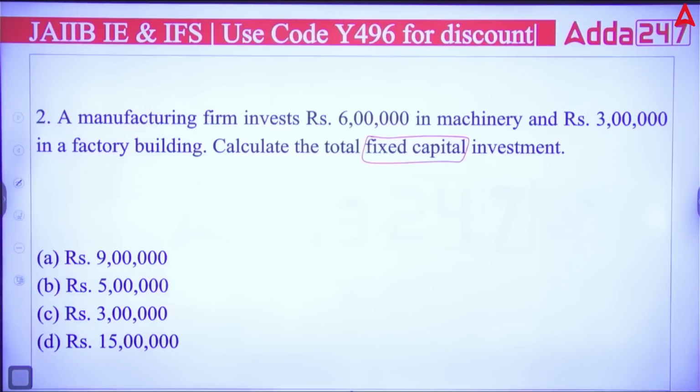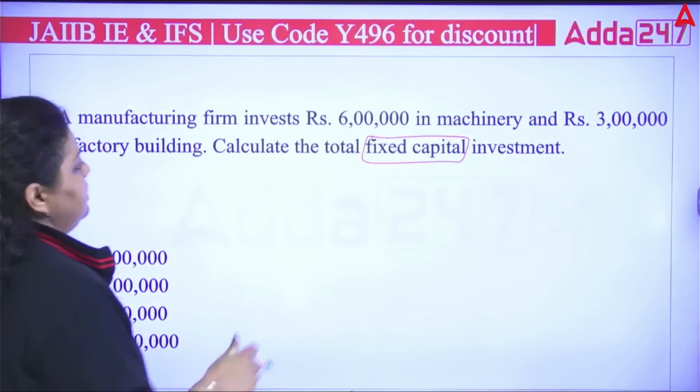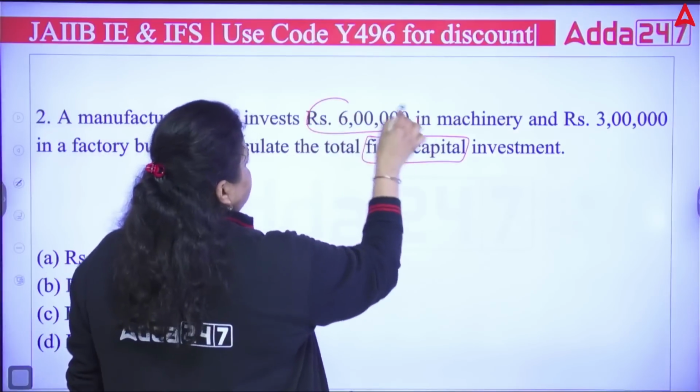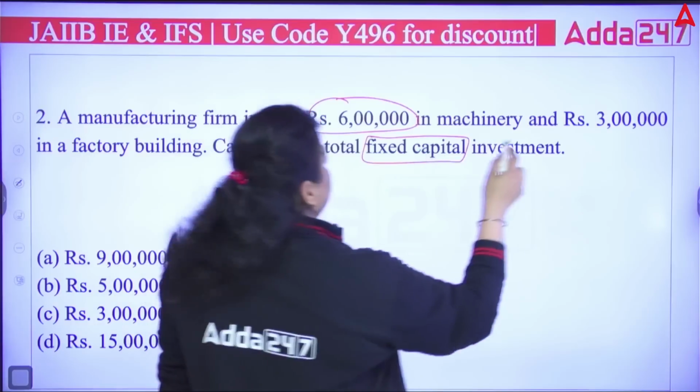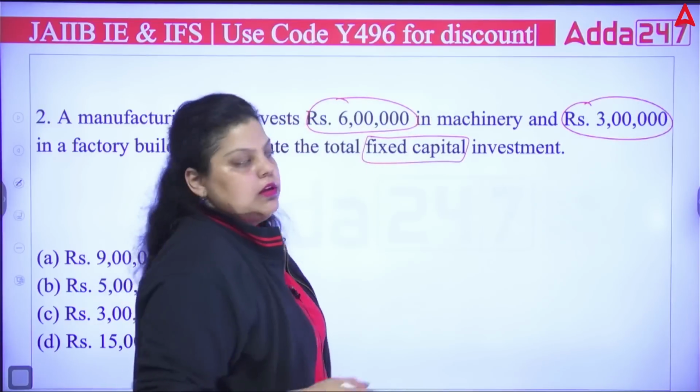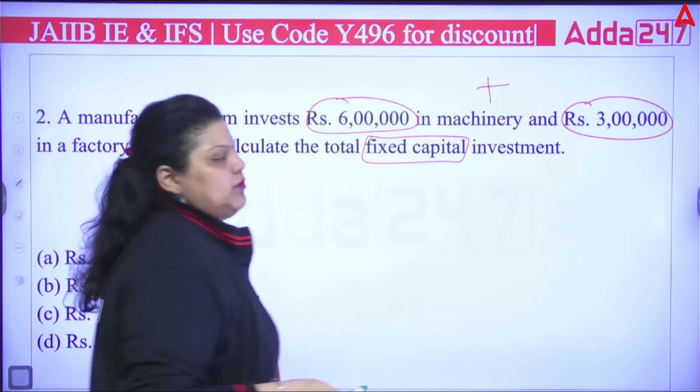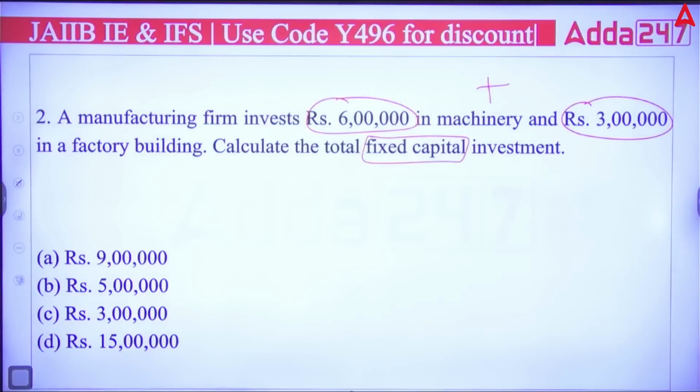So we have a fixed asset value that says for machinery we have invested 6 lakh and for factory building we have invested 3 lakh. What we have to simply do is add these two, and we will get the fixed capital. So the right answer will be A, that is 9 lakh. Clear? Very simple question it is.